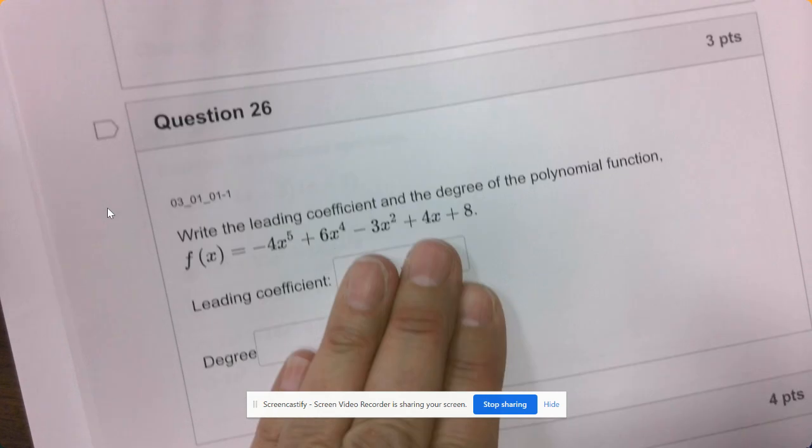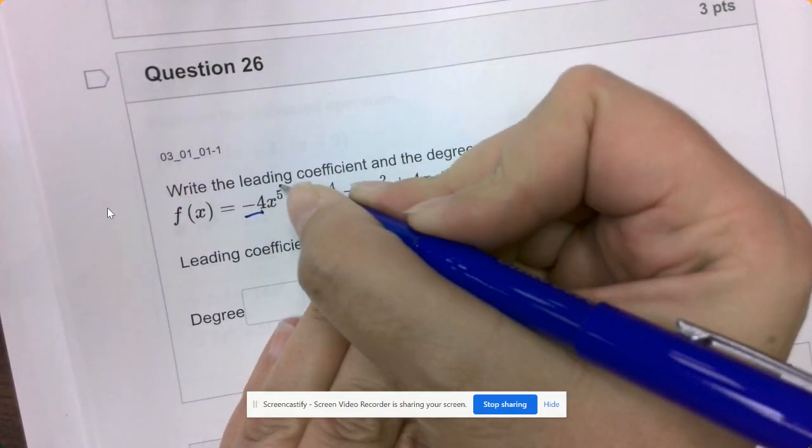Okay, leading coefficient, everybody. So that's going to be -4. Highest degree is 5.